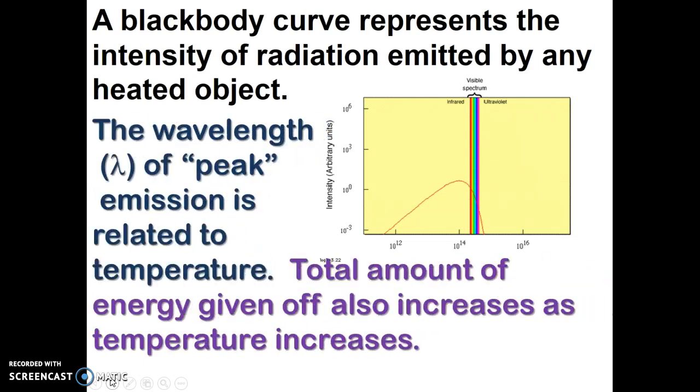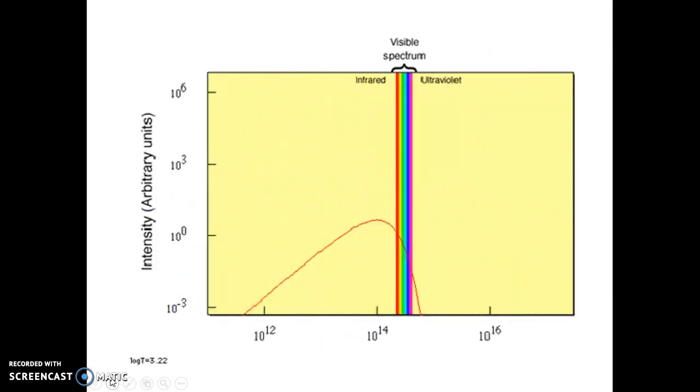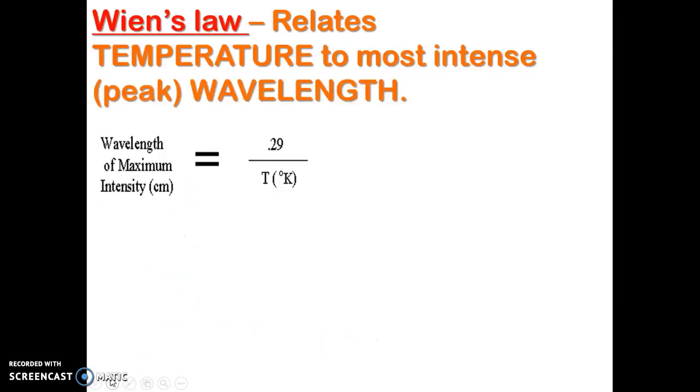So the wavelength of the main emission, the peak emission, is related to temperature. So we've got a little thing called Wien's law. The total amount of energy given off increases as temperature increases. So we apply Wien's law. There's the black body curve.